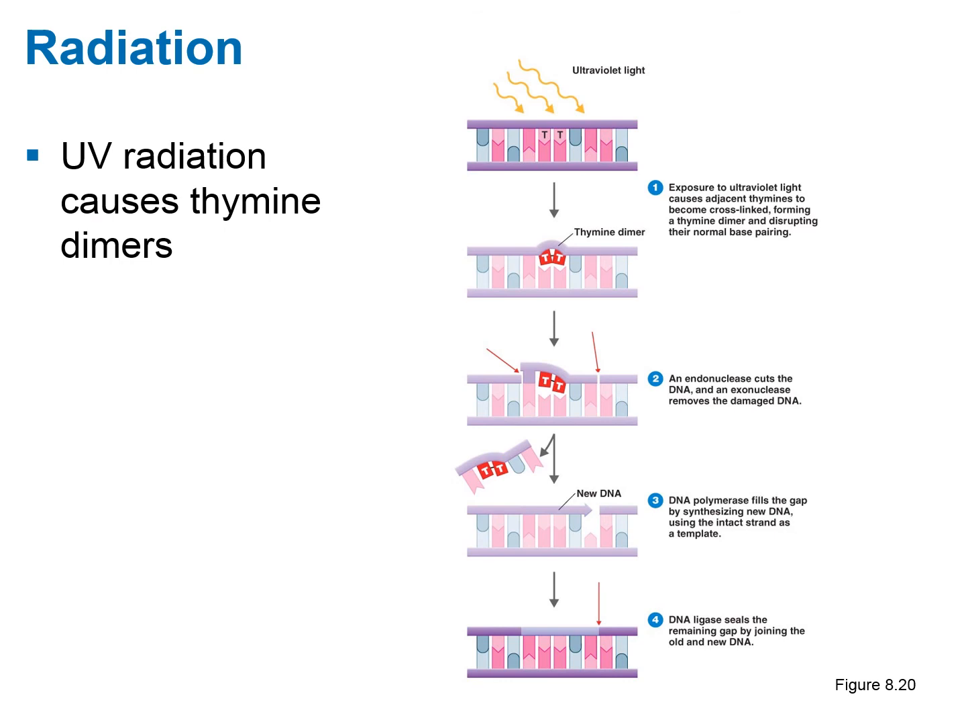Another type of radiation is UV radiation. This is lower energy radiation, and it causes a type of mutation called a thymine dimer. So let me show you what that looks like, and then we'll come back to this.